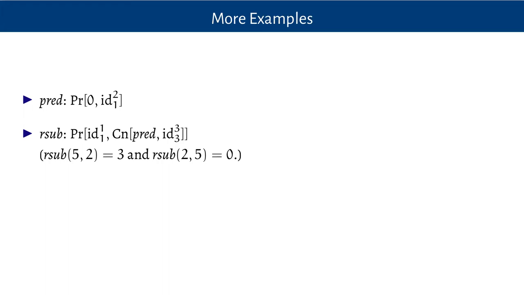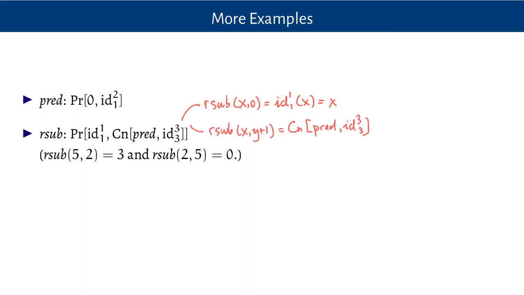This is a 2 plus function where r sub of x and 0 is just id 1, 1 of x, which is x, and r sub of x and y plus 1 is this composition function applied to x, y, and r sub of x and y. What's that? That is just the predecessor, pred, of r sub of x and y.